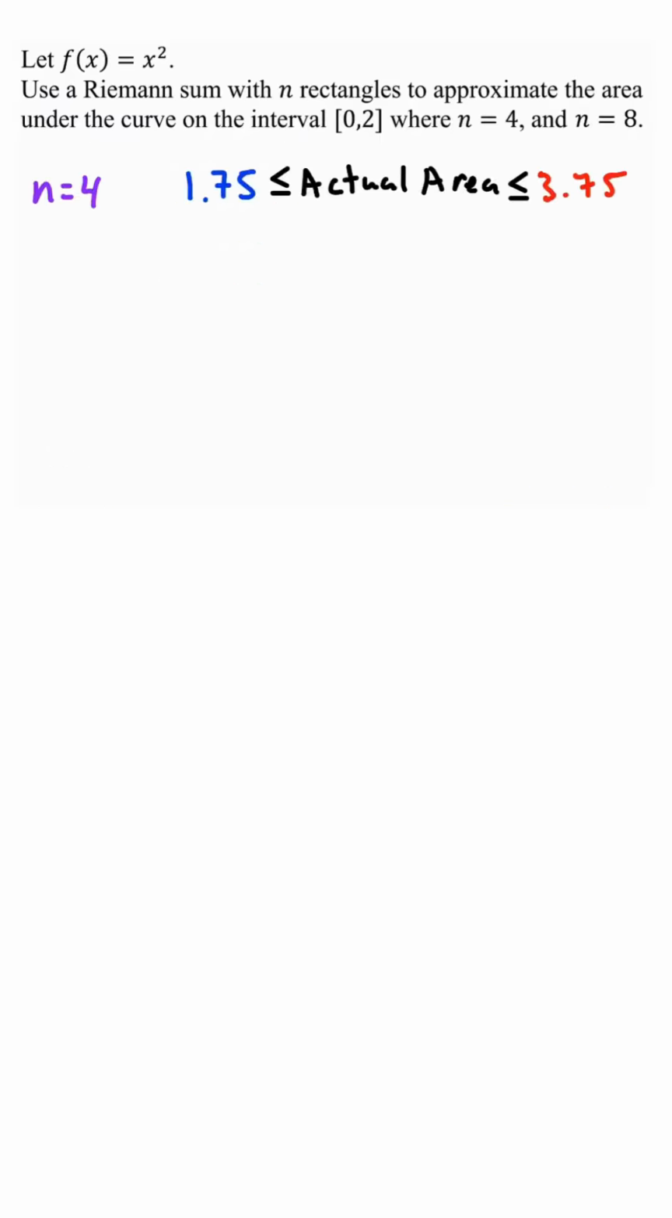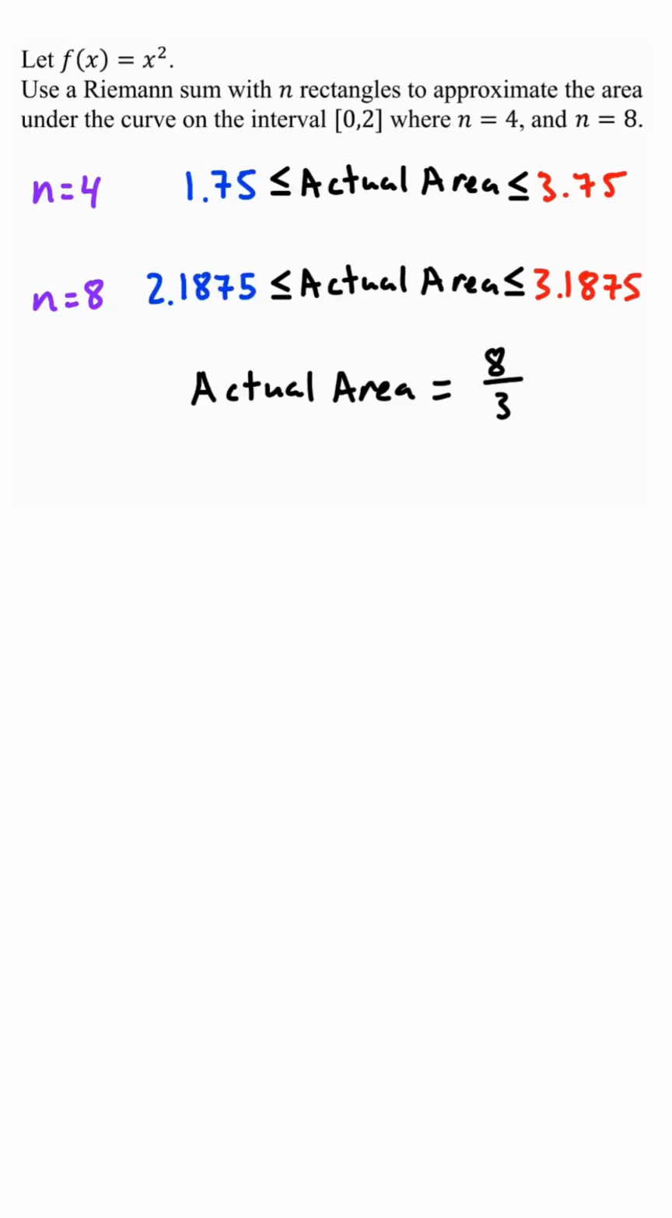So recap, when we have n equals 4 rectangles, the actual area is between 1.75 and 3.75. When we use n equals 8 rectangles, the actual area is between 2.1875 and 3.1875. So the more rectangles we use, the more accurate our answer will be. For reference, the actual area is going to be equal to 8 over 3, which is about 2.667.